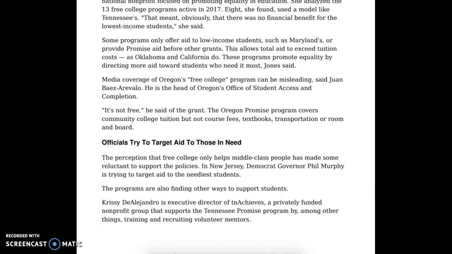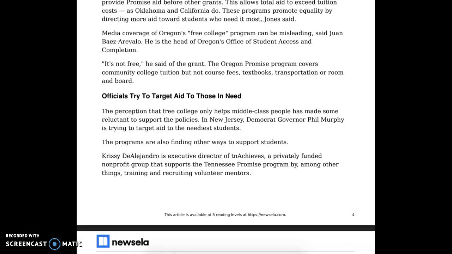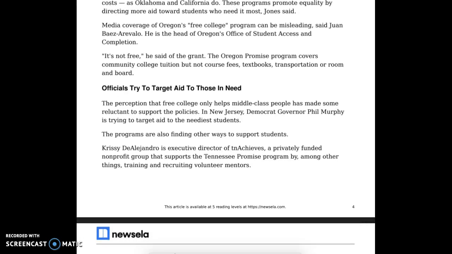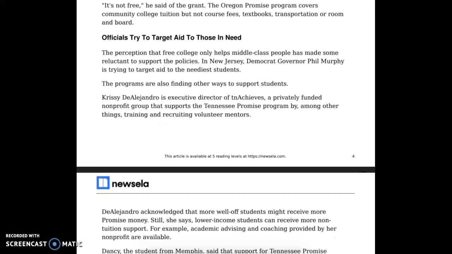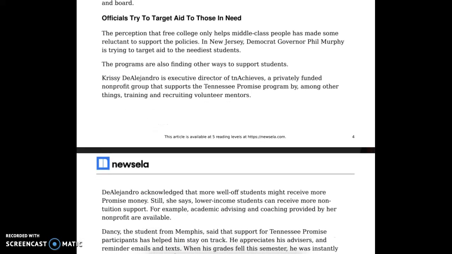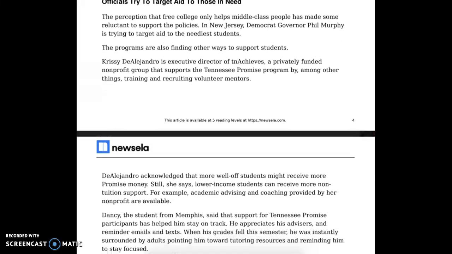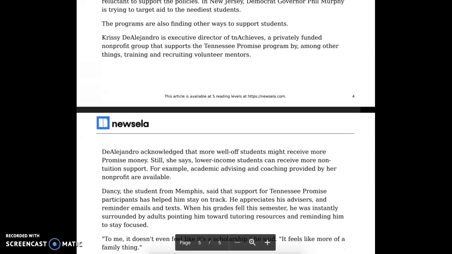Media coverage of Oregon's free college program can be misleading, says Juan Baez Arevalo. He is the head of Oregon's Office of Student Access and Completion. It's not free, he said of the grant. The Oregon Promise program covers community college course tuition, but not course fees, textbooks, transportation, or room and board. The perception that free college only helps middle-class people has made some reluctant to support the policies. In New Jersey, Democratic Governor Phil Murphy is trying to target aid to the neediest students. The programs are finding other ways to support students.